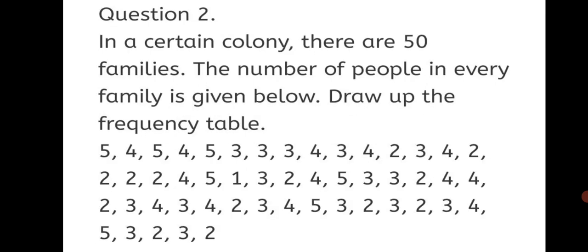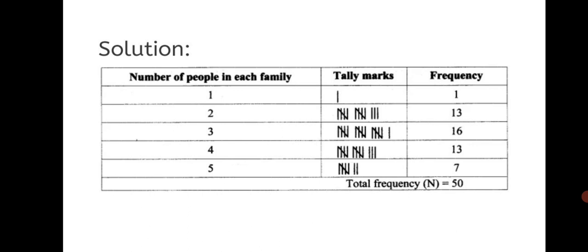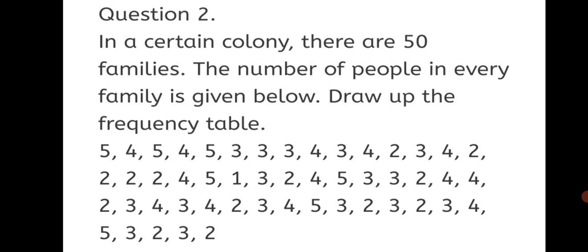In a certain colony, there are 50 families. The number of people in every family is given below. So what is given below? Number of people in each family. Draw up the frequency table. So in the first column, the heading will be number of people in each family. And how many numbers can you see here? From 1 to 5. So only those we are going to enter below: numbers 1, 2, 3, 4, 5.